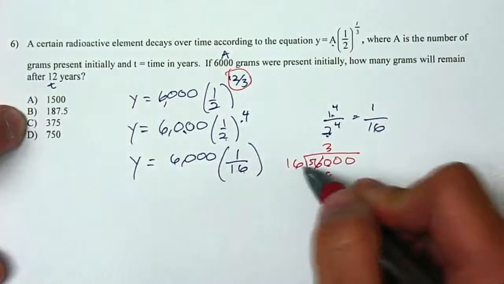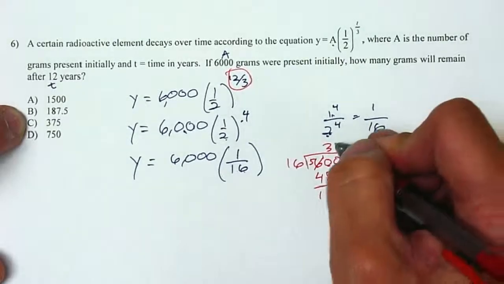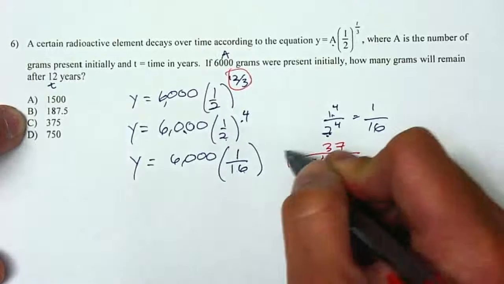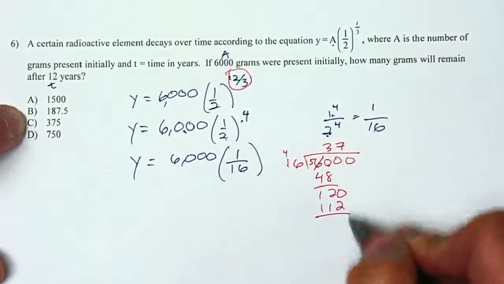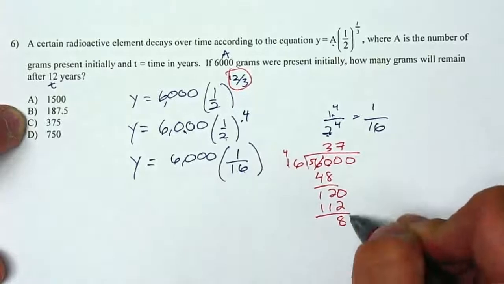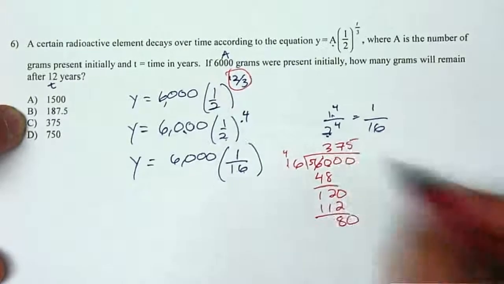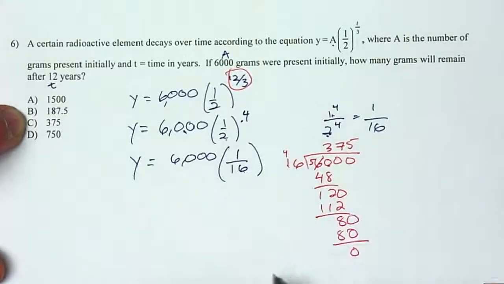But let's keep going. 16 goes into 120 about 7 times. 7 times 6 is 42. Carry the 4. 7 times 1 is 7 plus 4 is 11. And I get 8. Bring down the last one. And 16 goes into 80. I know that goes in exactly 5 times. 5 times that is 80. And no remainder. So 375 is our answer.